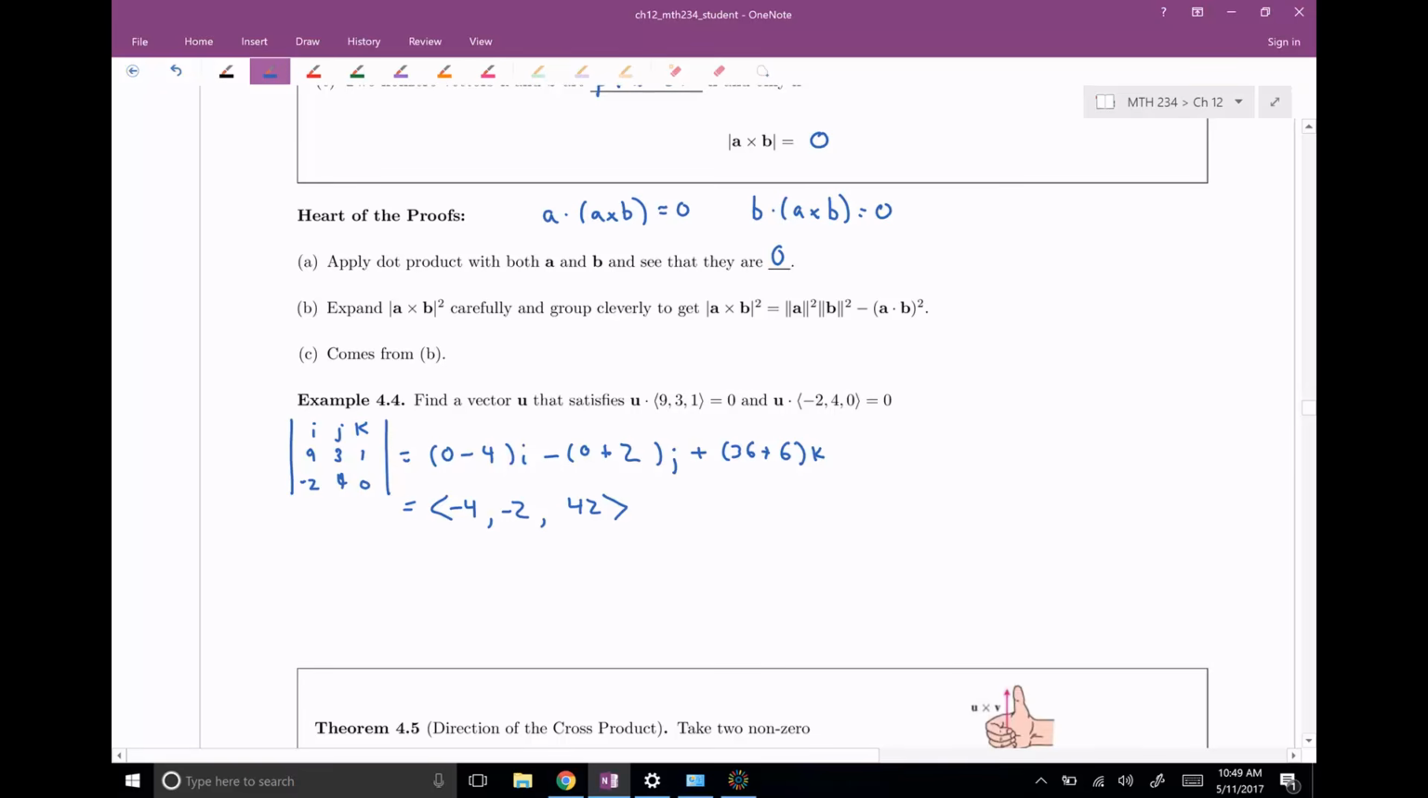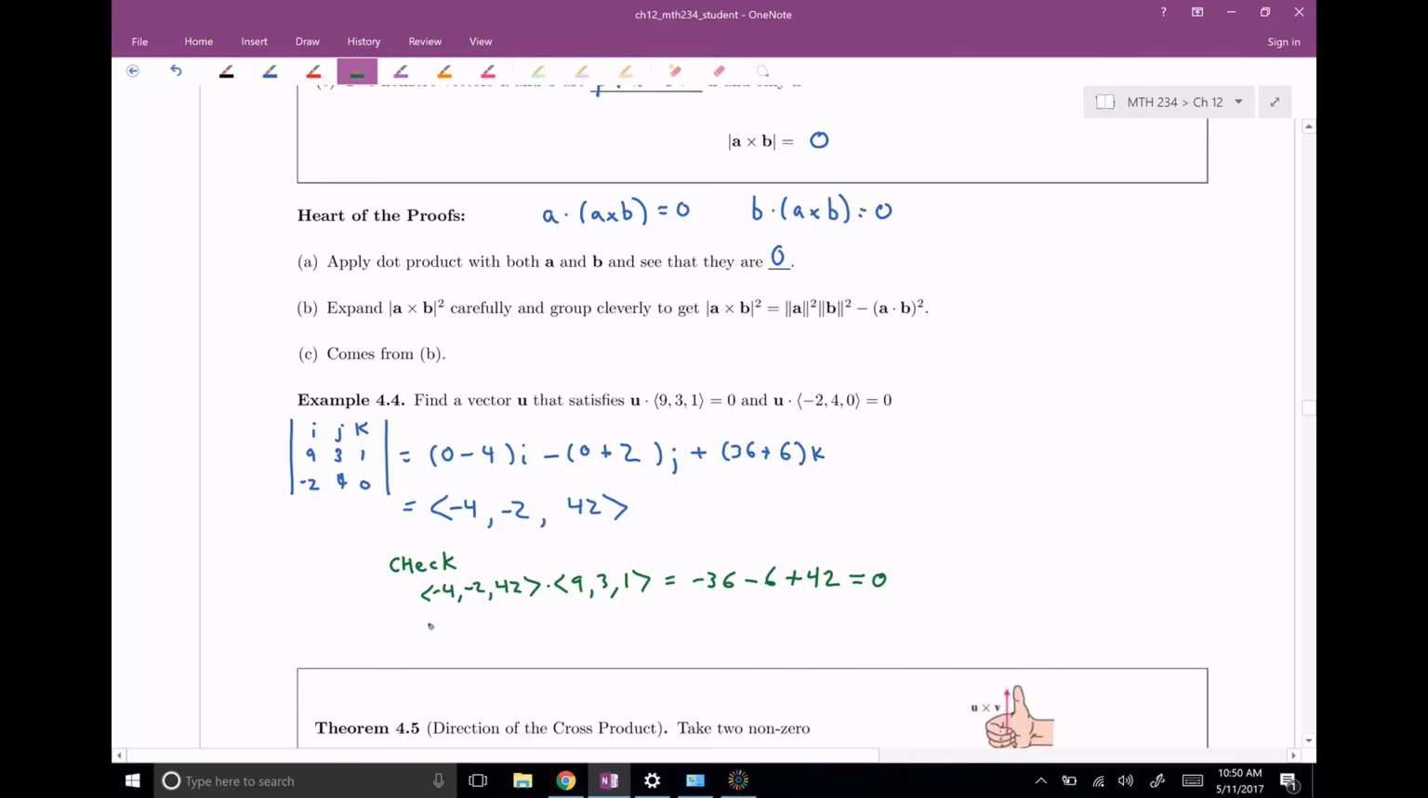So there we go. The claim is this is going to be orthogonal to both (9, 3, 1) and (negative 2, 4, 0). But don't take my word on it. Let's check. So negative 4, negative 2, 42, and I want to dot 9, 3, 1. If I take that dot product, negative 4 times 9 is negative 36, negative 2 times 3 is negative 6, and then 42 times 1 is 42. Add those all together, do I get 0?